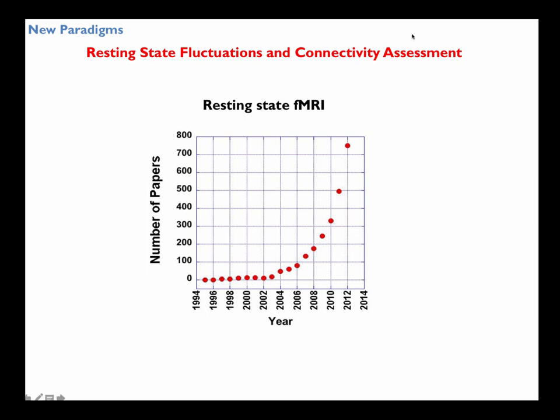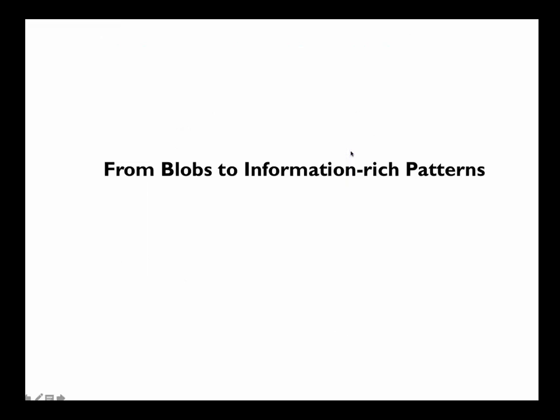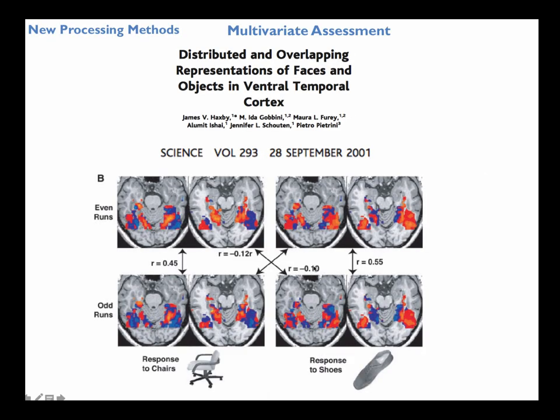This is up to 2014. It's probably on equal grounds with fMRI itself. So other processing methods, Jim Haxby, when he was here at the NIH in 2001, was studying face areas in the brain. He actually was one of the first people to find face areas.